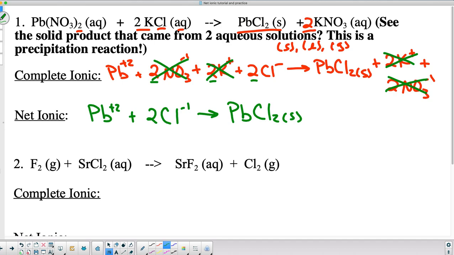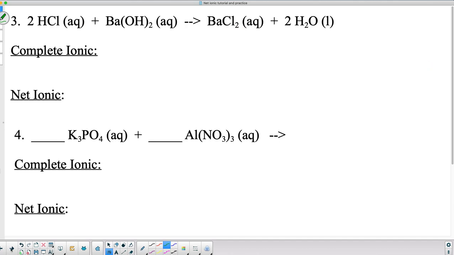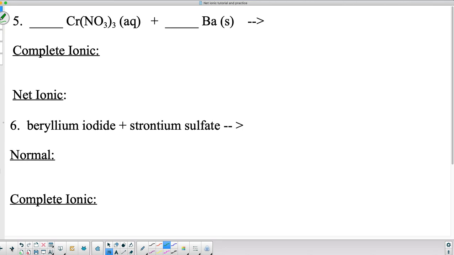So let me do one more example, one where you have to complete the problem. I'm not going to, you guys have done this stuff already. I'm going to go to one that looks like this. Let's try something like, ooh, this is a good one. How about beryllium iodide plus strontium sulfate? So for this, you're going to need your periodic table of ions. You'll probably need your equation test sheet to help you with this. And you should be good to go then.